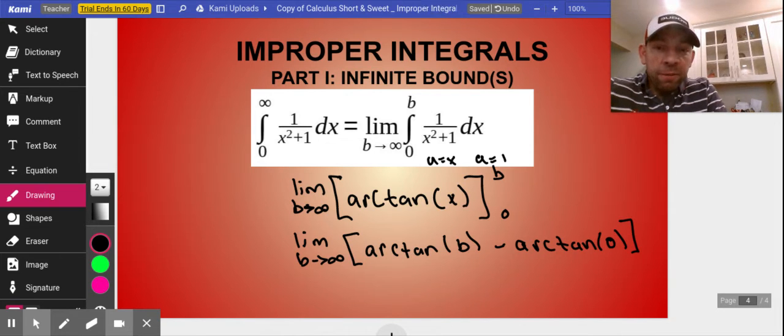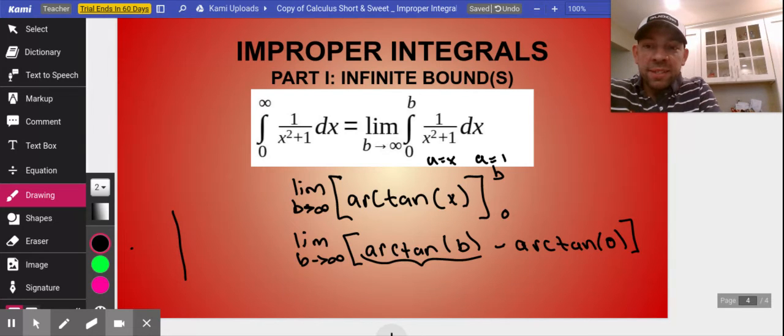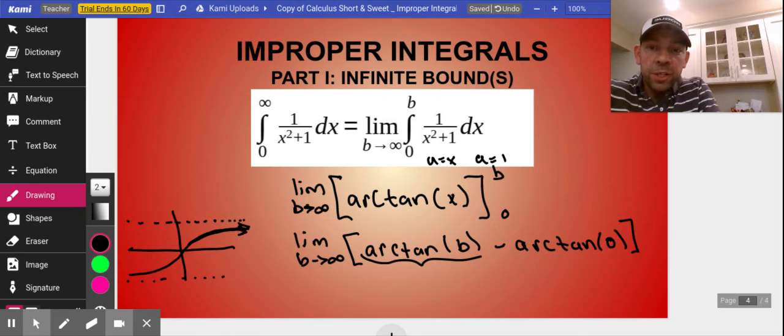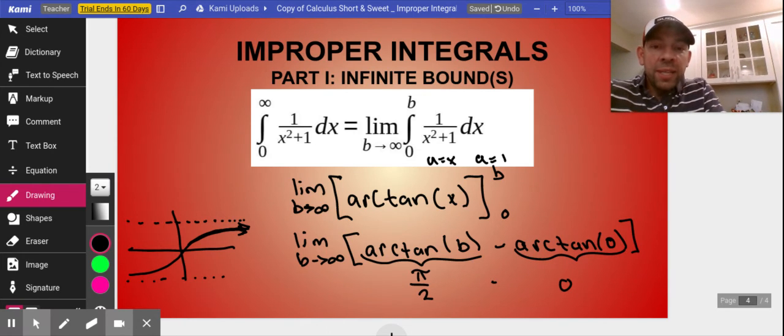And this is a really fun limit to think about. And I think for me, it all comes back to, can I visualize that graph? And when you graph the arctan function, it looks like this, with its first asymptote at negative pi over 2, but then this asymptote is at pi over 2. So as x gets bigger and bigger and bigger, the graph itself is approaching a height of pi over 2. So that first value is pi over 2. The arctan of 0 is just 0. So at the end of the day, my final answer is pi over 2.